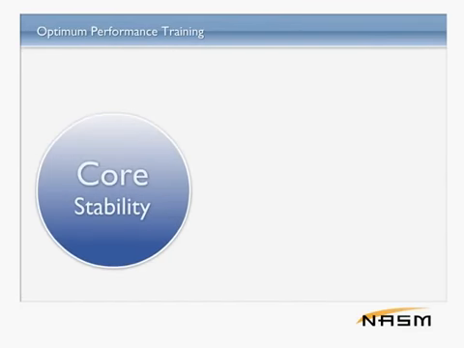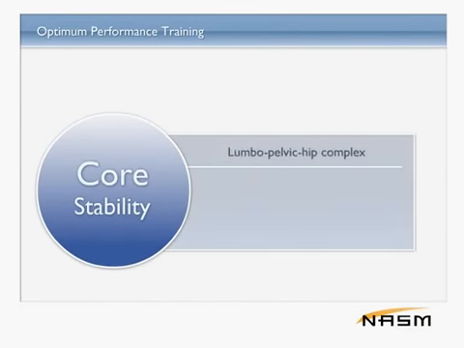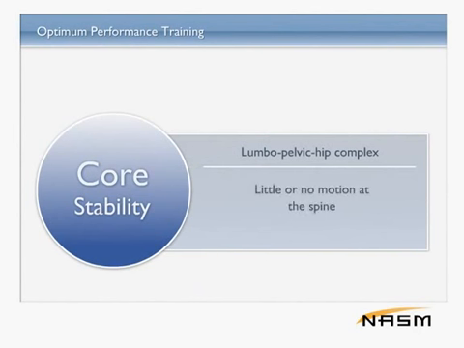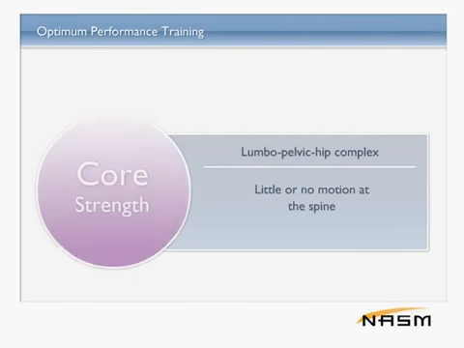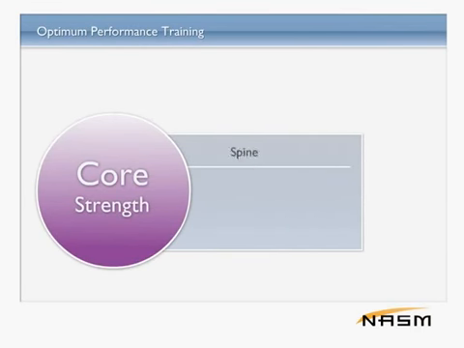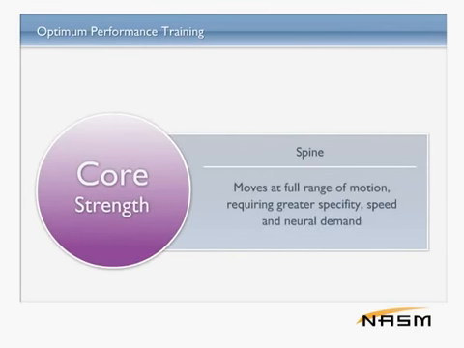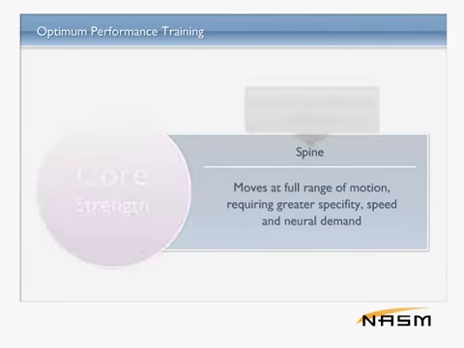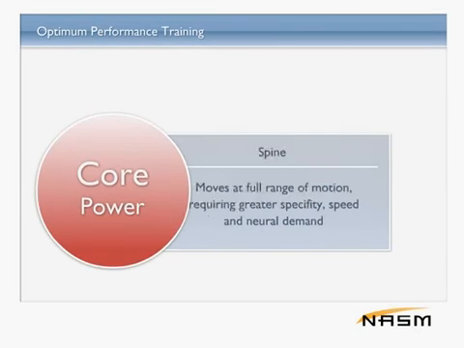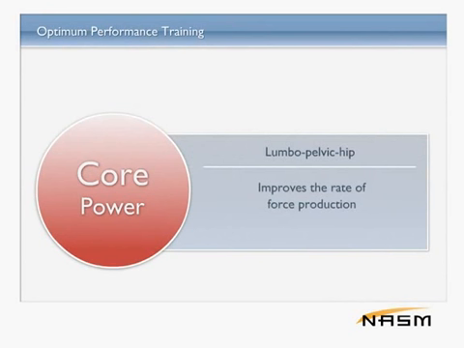In core stabilization training, Phase 1, the emphasis is on stabilization of the lumbo-pelvic hip complex and involves exercises with little or no motion at the spine. It improves the function of the stabilization system. In core strength training, Phases 2, 3, and 4, the spine moves dynamically through a full range of motion with exercises that require greater specificity, speed, and neural demand. These exercises improve neuromuscular efficiency of the entire kinetic chain. Exercises of core power training, Phase 5, improve the rate of force production in the musculature of the lumbo-pelvic hip complex or movements.